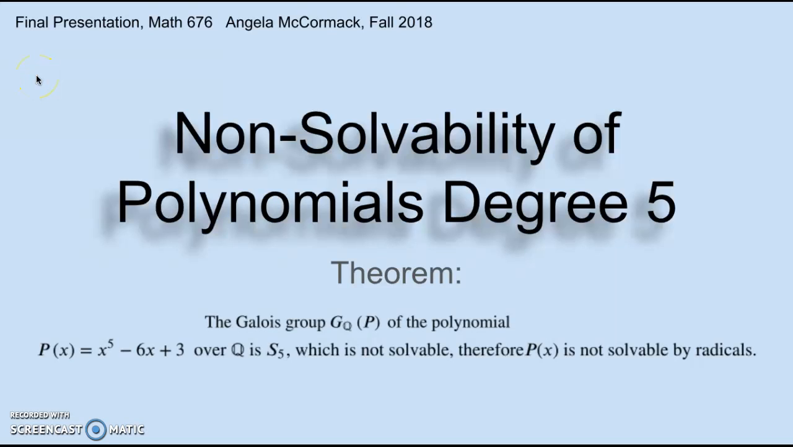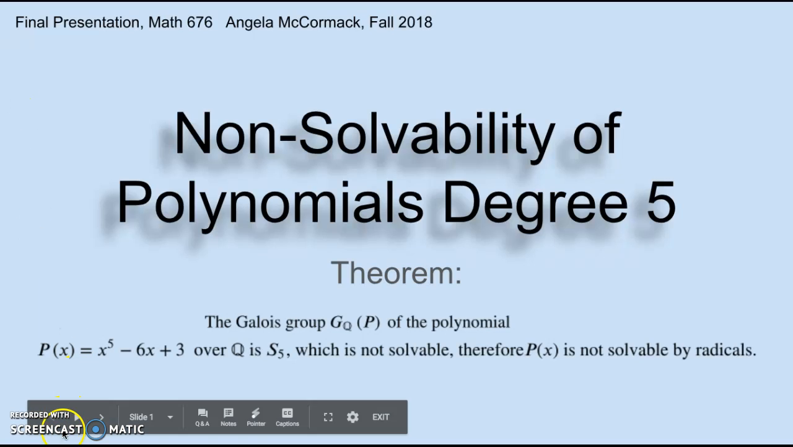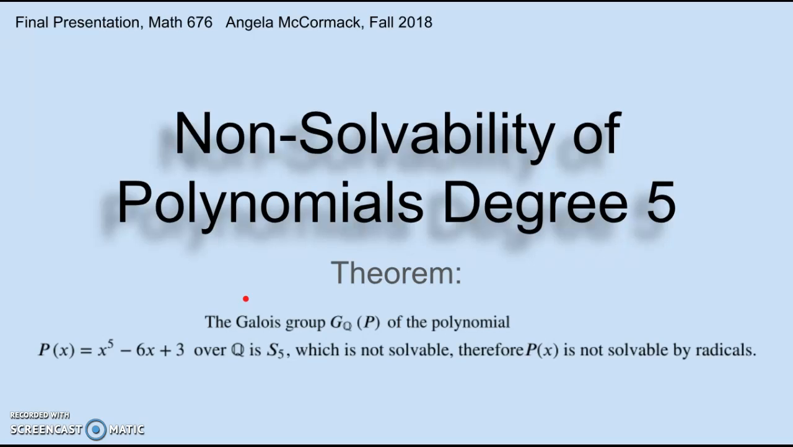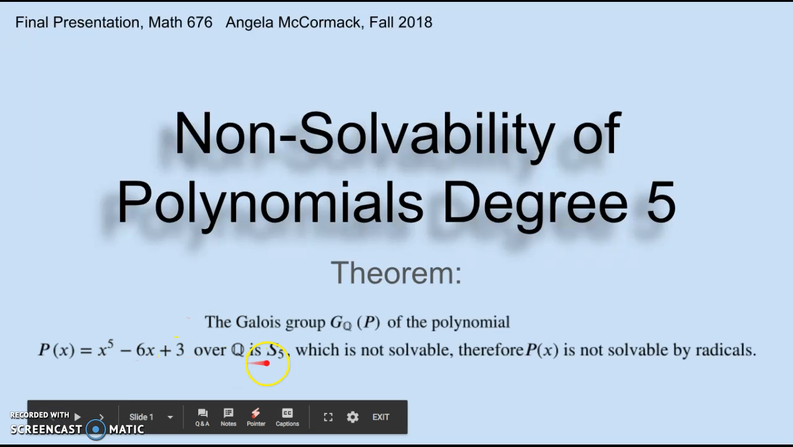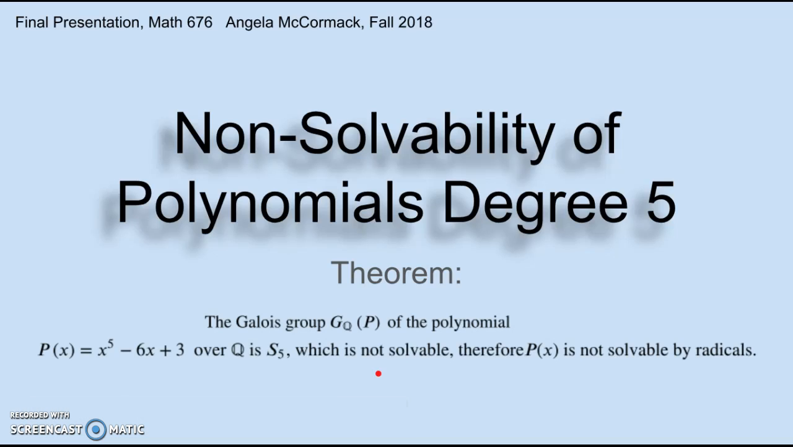For my final presentation, I'm going to take a closer look at the theorem about the non-solvability of polynomials of degree 5. This theorem is at the end of section 6.5 and tells us that the Galois group of the polynomial over Q is S5, which is not solvable. Therefore, P of X is not solvable by radicals. So this proof has a series of steps that include everything that we've covered throughout the course.